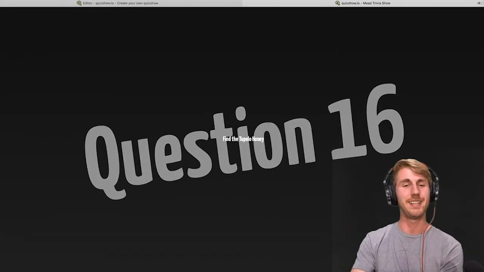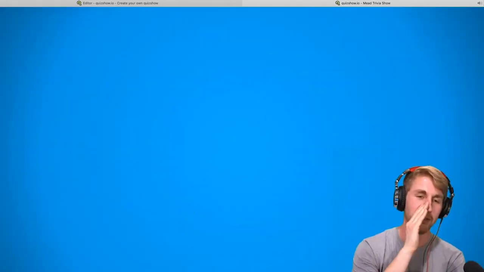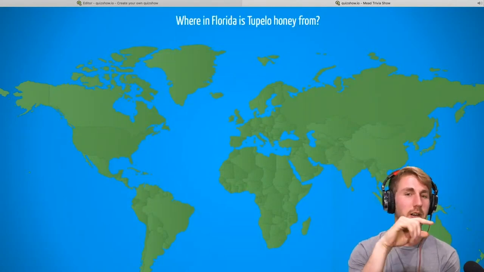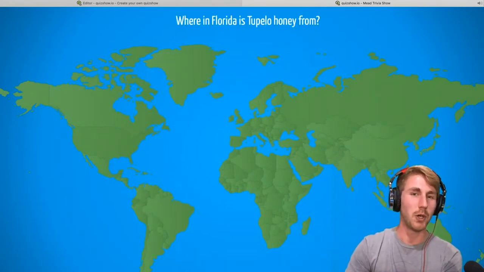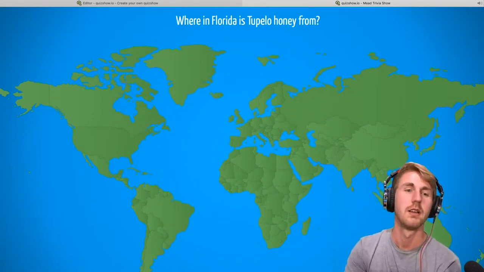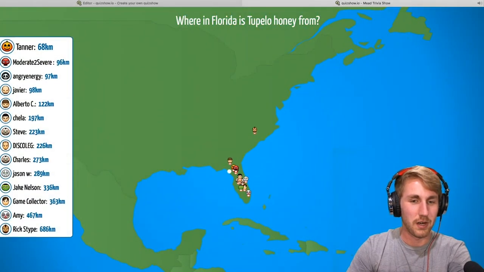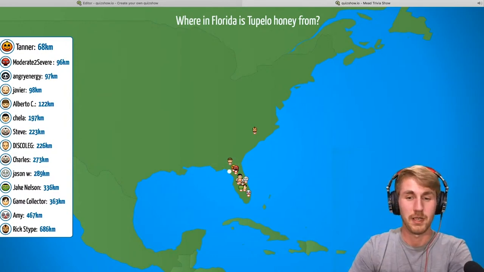Number 16, find the Tupelo honey. This one's gonna be a challenge, y'all. If you know where Florida is, you'll survive. Find where in Florida Tupelo honey is from. If you don't know where Florida is, then you might be out of luck. The answer is this dot right here, Florida. But Tanner was the closest. It's on the coast-ish area, up closer to the panhandle.